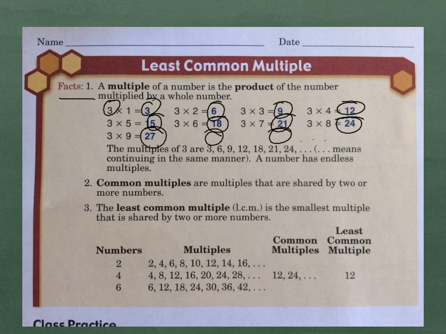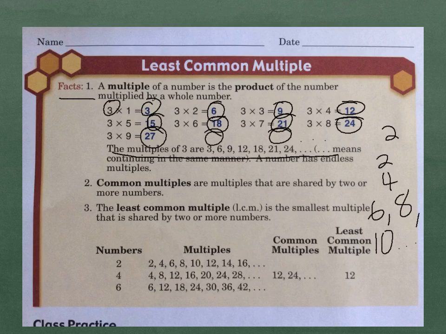And that's why you see here it says the multiples of 3 are 3, 6, 9, 12, 18, 21, 24, and then it says dot, dot, dot, which means it continues. It doesn't stop at 24, but it continues on. If we had the number 2, well, multiples of 2 would be 2, 4, 6, 8, 10, and I could say dot, dot, dot because it continues on.